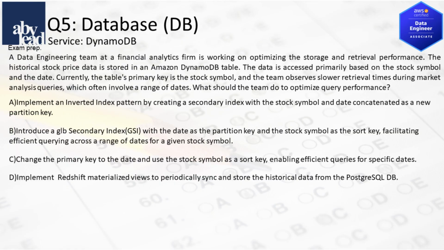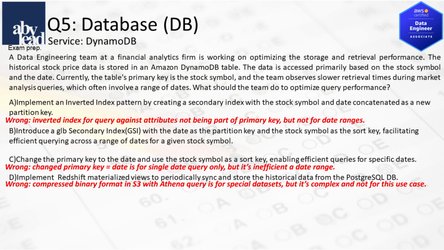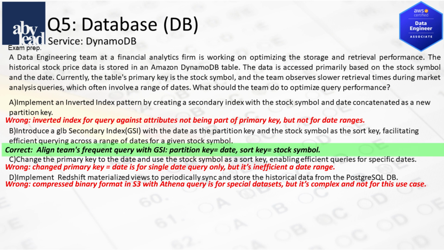Question 5. How do you optimize query performance of DynamoDB with stock symbol as primary key? Don't employ an index for a query of unused attributes, and a single date query is inefficient. Not better is to apply a compressed binary format for this use case. You better engage a combined query with GSI date partition key and stock symbol sort key.